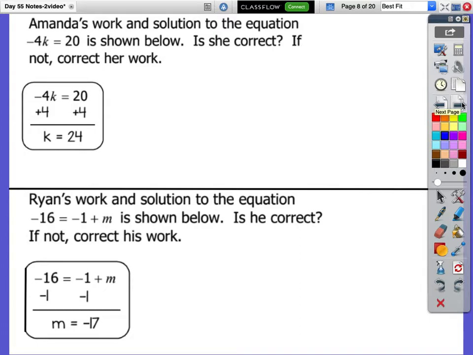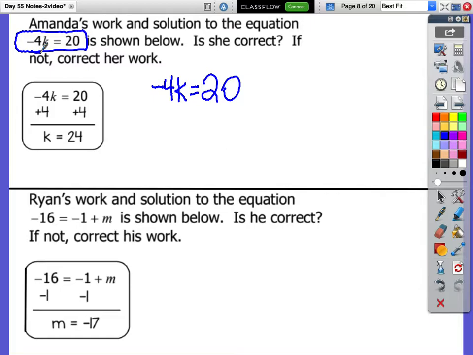All right, Amanda's work and solution to the equation is shown below. Is she correct? If not, correct her work. Negative 4k equals 20. That's our problem right here. Is she correct? If not, correct her work.